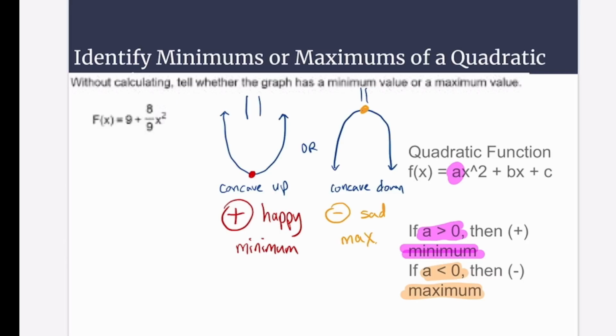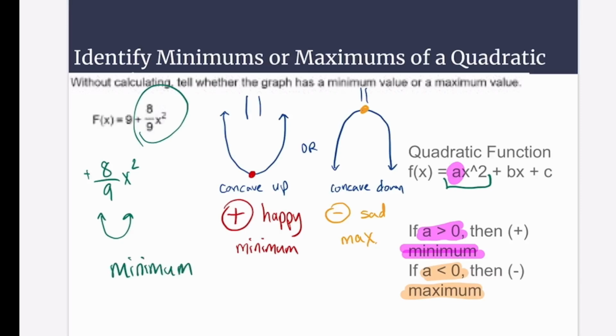So for this, really the only thing we need to look for is the a, the coefficient of the x squared. So 9 plus 8 ninths x squared, there it is. 8 ninths is in front of the x squared. That's positive, which means we have a smiling parabola. This has a minimum value. And if you need to find the minimum, well, that's at the vertex. And I have a video on how to find the vertex also.